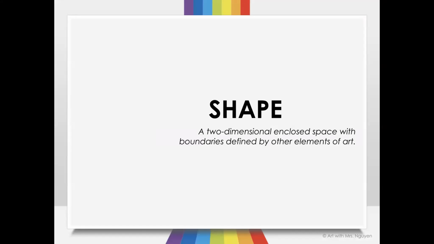So when we're talking about shape, you're thinking about a two-dimensional enclosed space with boundaries defined by other elements of art. So we'll look at what that means. But whenever we're talking about shape, it's two-dimensional, okay? So when we're talking about form down the line, that's three-dimensional. Shape is two-dimensional.